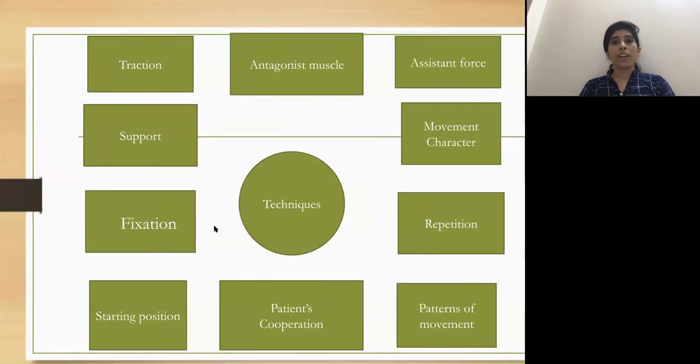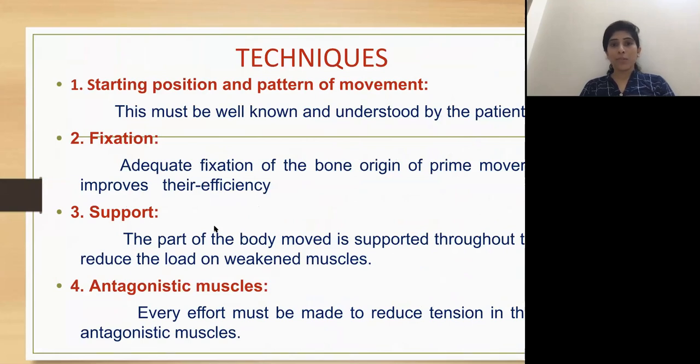Okay. So, what are the techniques? We'll start with the starting position, fixation, support, traction, antagonist muscle group, character of the movement, then repetitions, pattern of movement, and patient's cooperation. Okay, we'll see one by one the starting position and the pattern of movement. This must be well known and understood by the patient, and we have to show the starting position and the end position to the patient beforehand, so that this movement will come in the patient's mind, that he has to complete this movement.